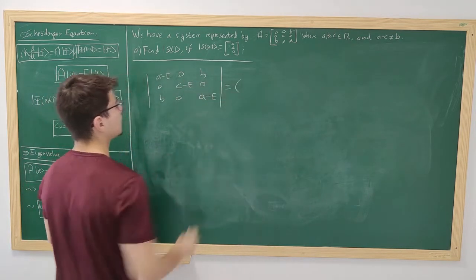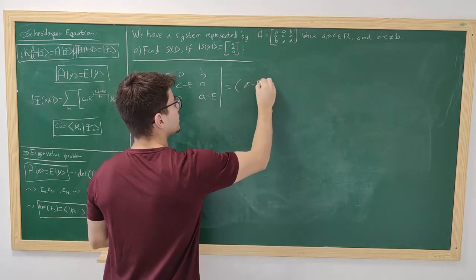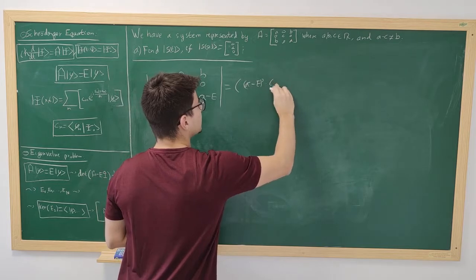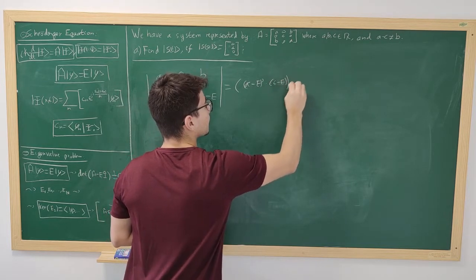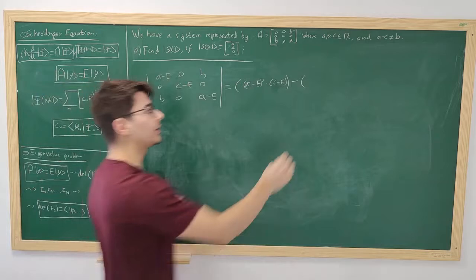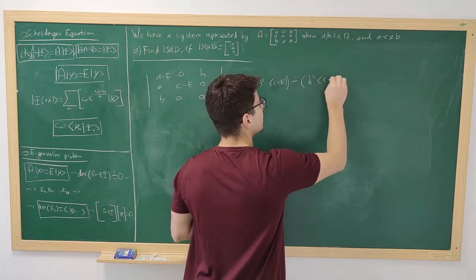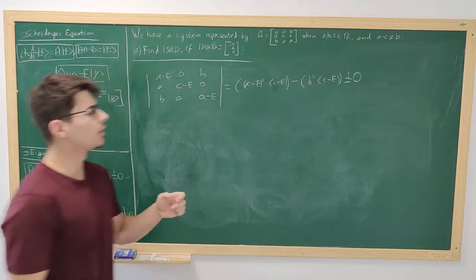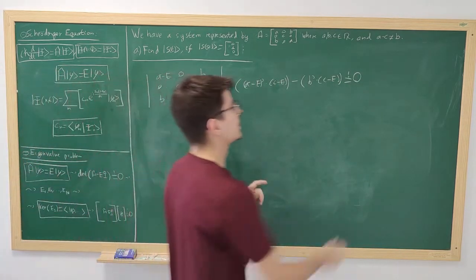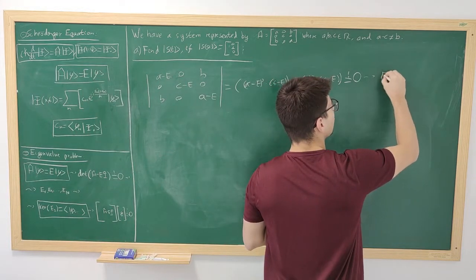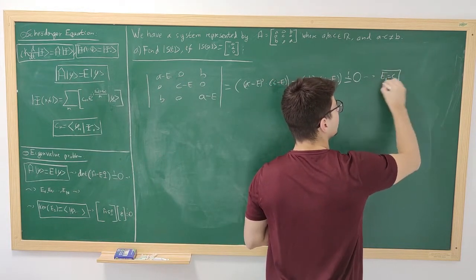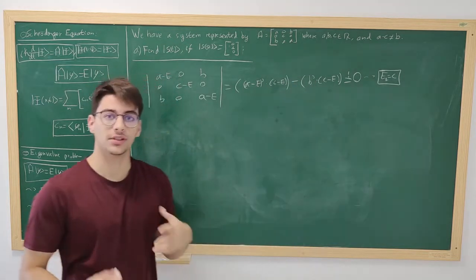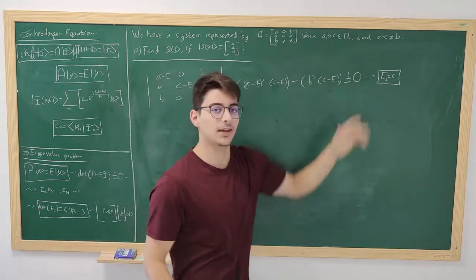If we take the determinant, we get (a minus E) squared times (c minus E) minus b squared times (c minus E) equals 0. We're imposing that it is 0. Notice that if E equals c, let's call this E1, this term goes to 0 and this term goes to 0, and the equation is satisfied. So this is our first eigenvalue.